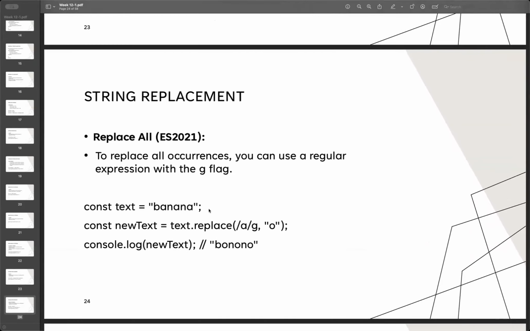And later, after the year 2021, they introduced one called replaceAll. So this one can help us to replace all the occurrences. So you can just use a regular expression, okay, and let's say if we have the text, but then we need to replace it. So replace all the a globally with o. So they try to change all the a to o. So you will get something like bonono, like this, okay.